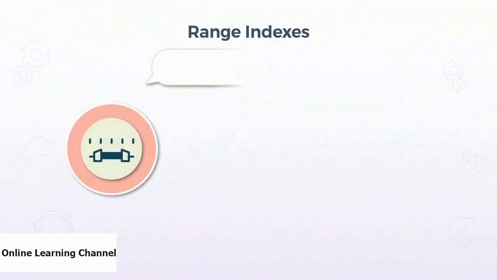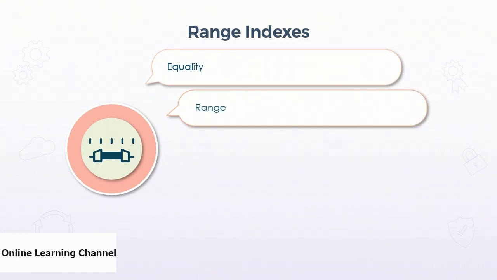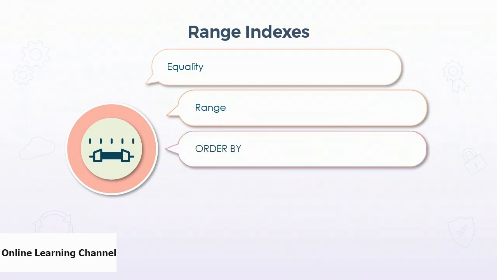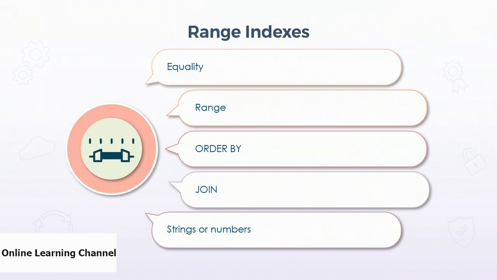Range indexes are used for equality queries, so where something equals something: where car equals Ford, where food equals hamburger. Range indexes are also great for range queries, where something is greater than another value, like where money owed is greater than 500, or where payout is greater than 1,000. These are your range queries. They're great for order by queries, join queries, and for checking the presence of a property, where something is defined. We use range indexes on string or number values.